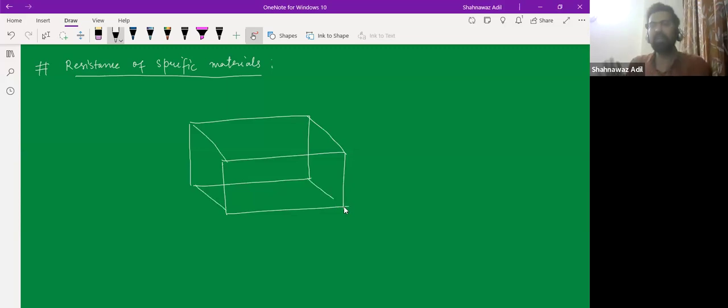So this is some conducting material, right? Let's say that the length is A, the breadth is B, and the height of this material is C. This is the height. So can you guys tell me how many surfaces this material will have? Can anyone tell me how many surfaces this material will have?